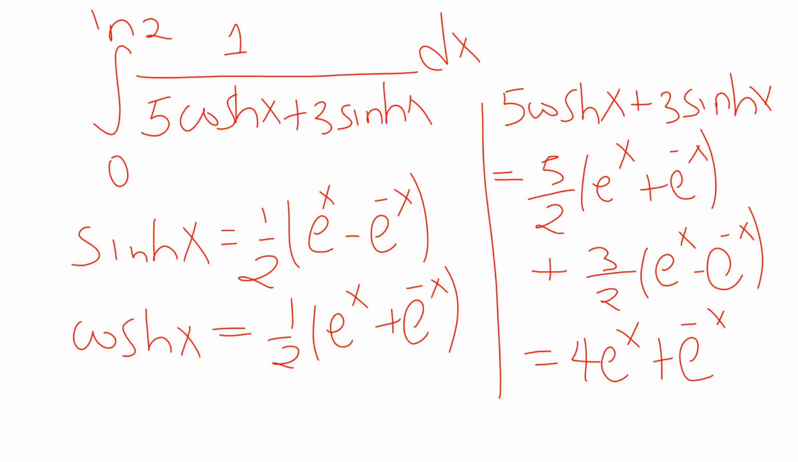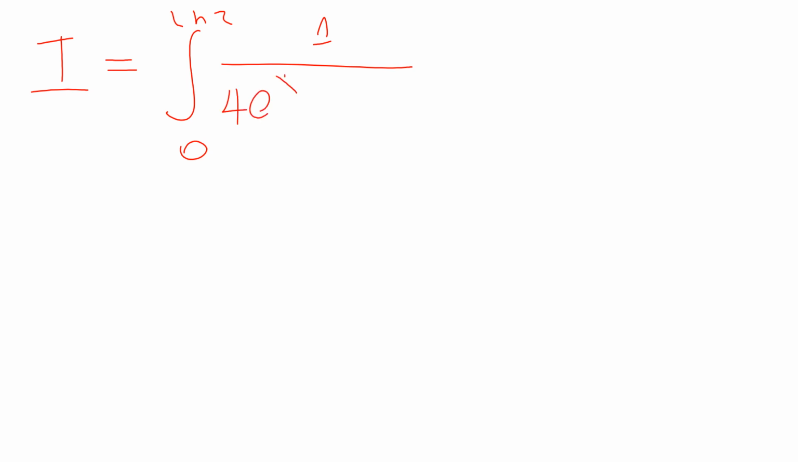Okay, so from here now, let us see how we can integrate this. So it therefore means that my integral I becomes the integral from 0 to ln 2 of 1 divided by 4 e to the x plus e to the negative x with respect to x. Okay, so if I multiply the numerator and the denominator by e to the x, I'm going to have e to the x dx in the numerator.